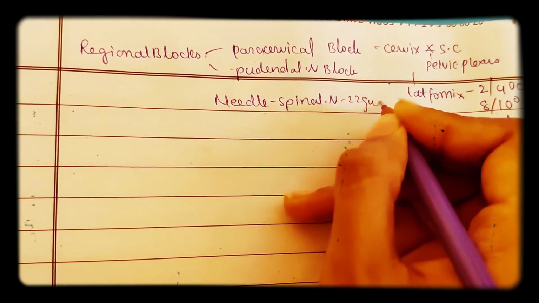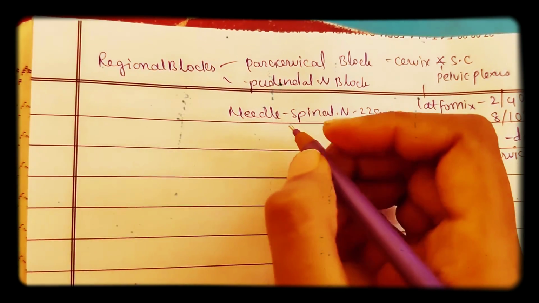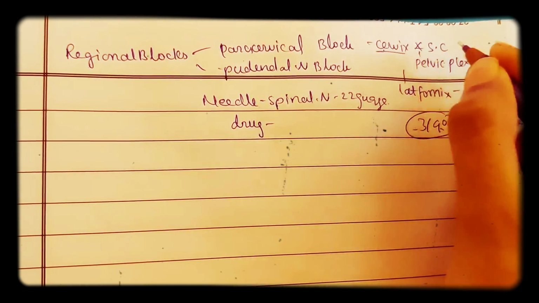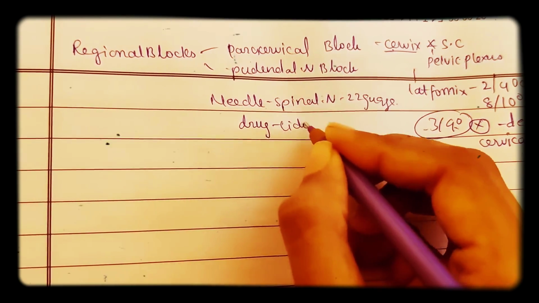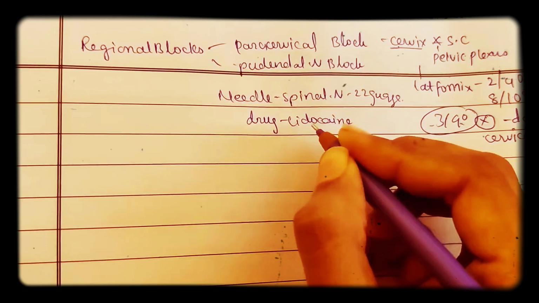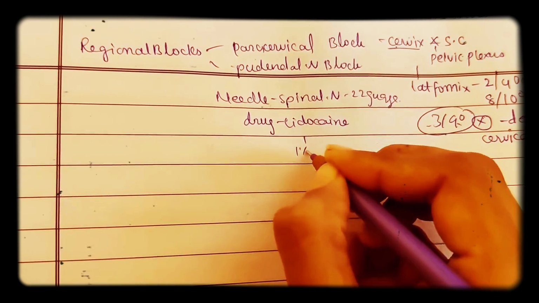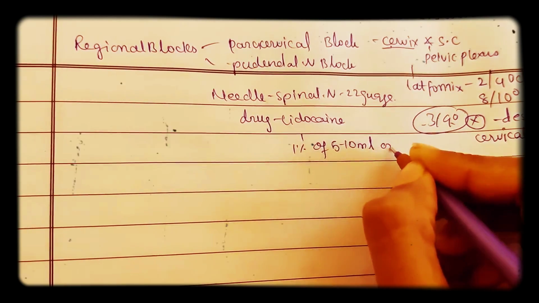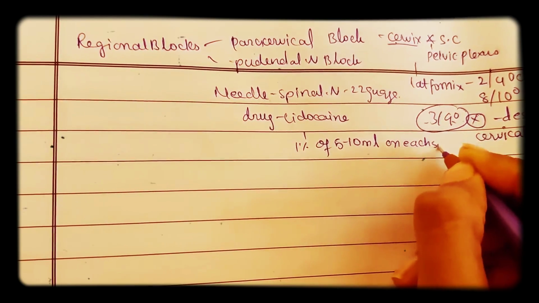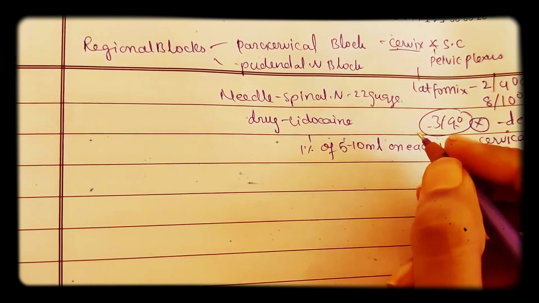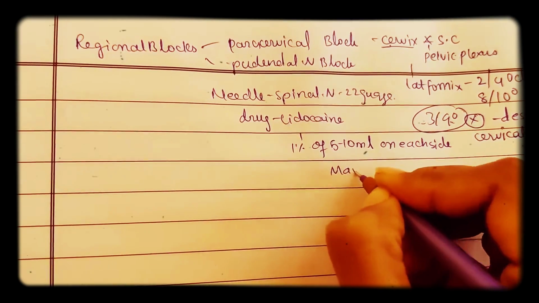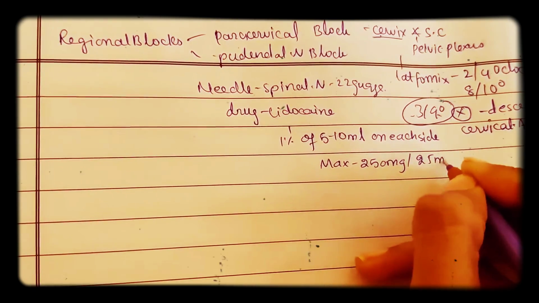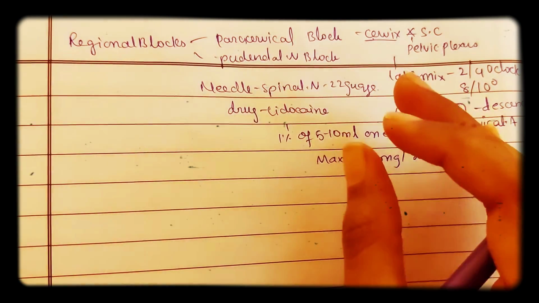And next, coming to the drug, the drug which you are going to use to block this pain from the cervix to spinal cord is lidocaine. Okay, so lidocaine, actually it is 1%. You're going to use 1% of 5 to 10 ml on each side. Maximum you can use 250 milligrams, or you can say 25 ml in total, for both sides. So this is how you use.